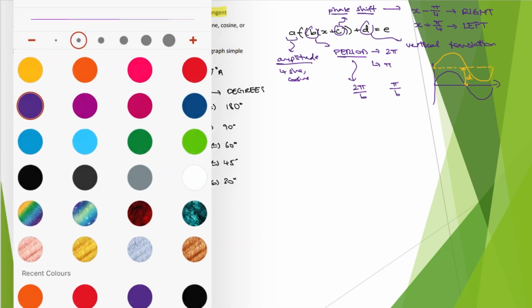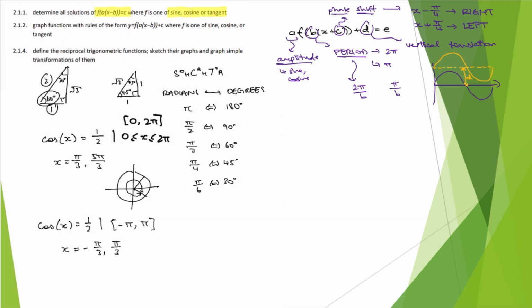Now let's get an example of where we might need to solve a transformed trigonometric function. So let's say we have 2 cosine(2x plus pi on 4) is equal to root 3, and my bounds are 0 up to 2 pi, inclusive.